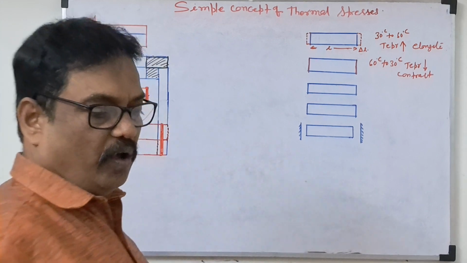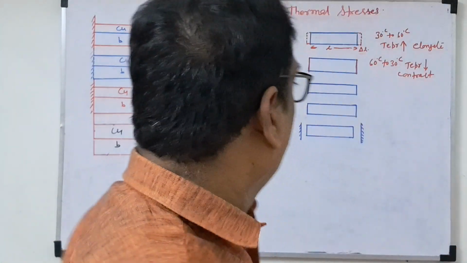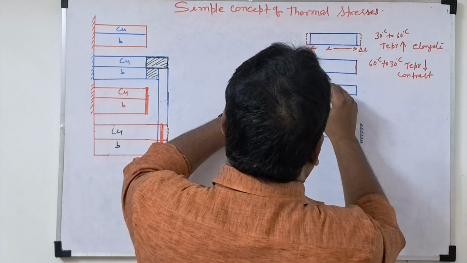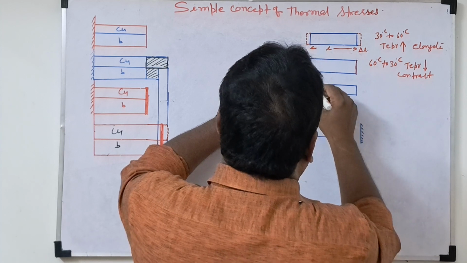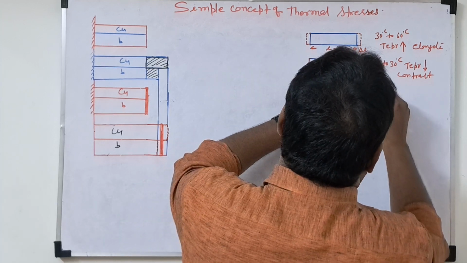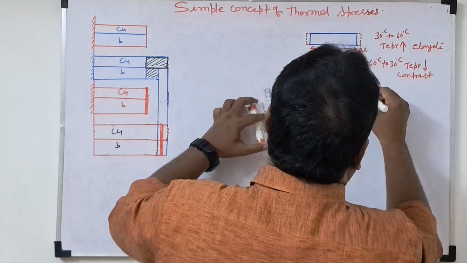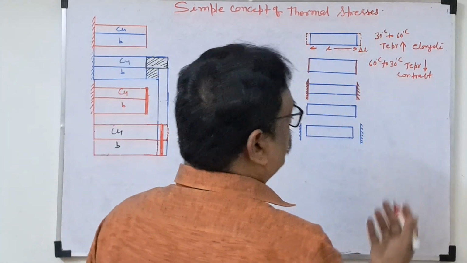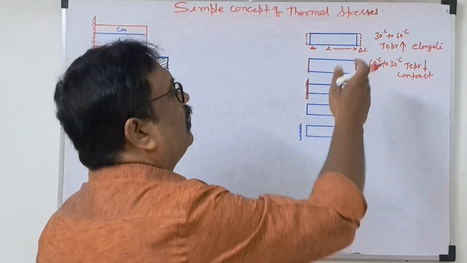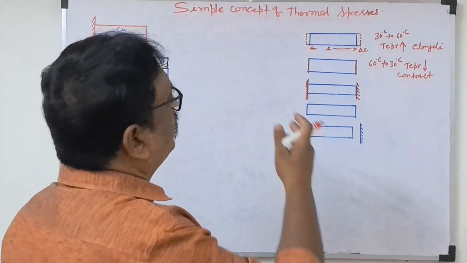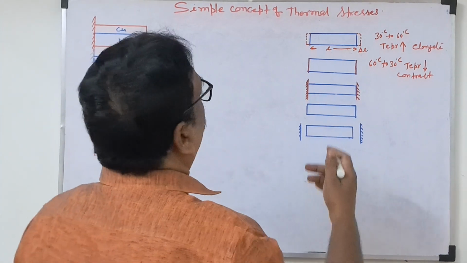But now another case. If both ends are rigidly fixed, that is called yielding. We are rigidly fixing both the ends. Then what will happen during a temperature change? Let me take an example, 30 to 60, that means the temperature increases, because thermal stress is nothing but a change in temperature. It is known as thermal stress.